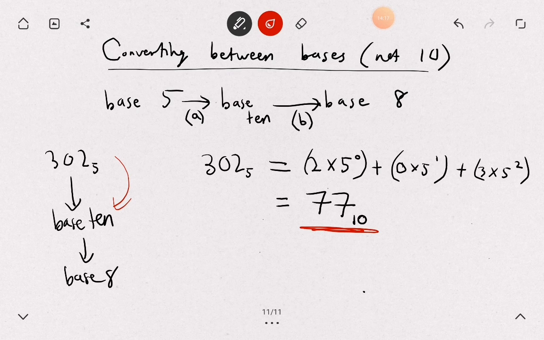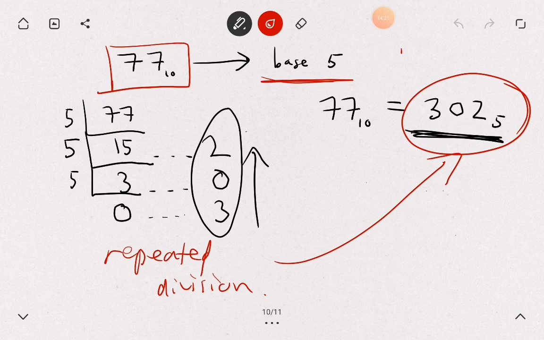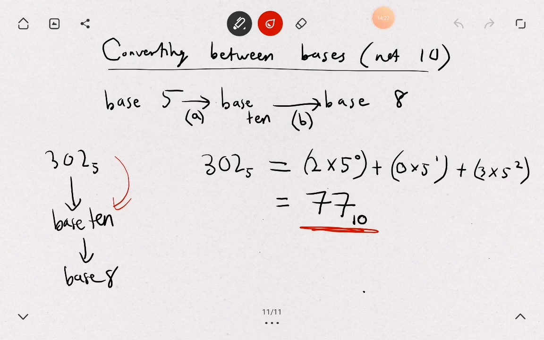So basically you can check your answer like this. If you convert something from base 10 to base 5, for example, then if you do the reverse process, you should get the same number. If you don't get the same, then something is wrong. So here we did it the right way. Now here we can erase this base 10 and replace it with 77 in base 10.